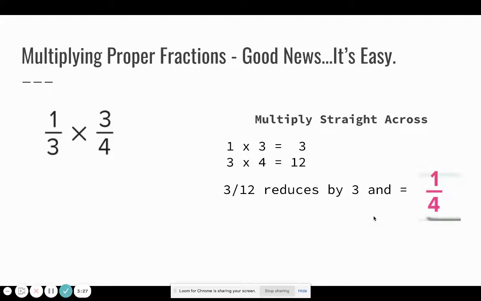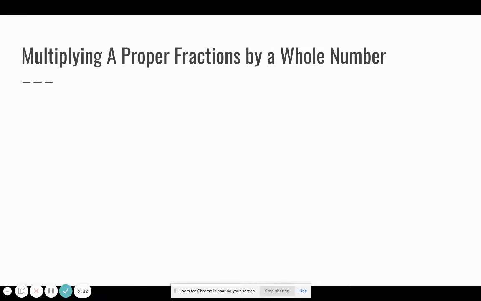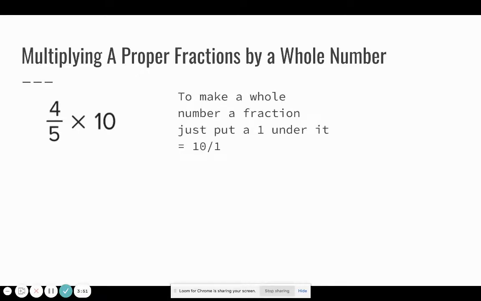All right. Last little thing I want to point out, or two more things actually, but the next thing I want to point out is multiplying a proper fraction by a whole number. There's a couple questions in your book today that look like this. This too is not very hard. 4/5 times 10. I just want to remind you, if you don't remember from previous school years, to make a whole number a fraction, just put a 1 under it. So here's a whole number 10. To turn it into a fraction, I just put it over 1.